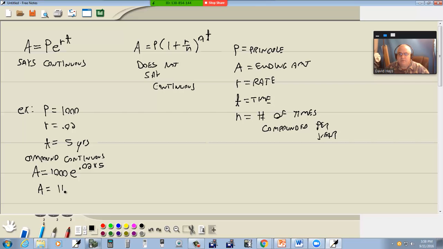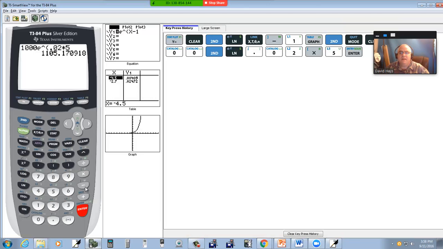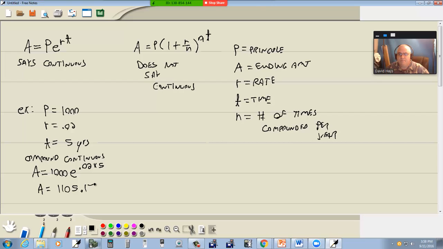So A is going to equal 1105.17. That's how much would be in the account after 5 years at 2% interest if we put $1,000 in the bank account.